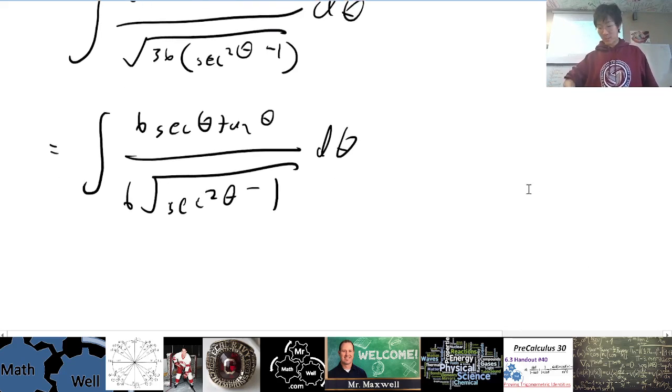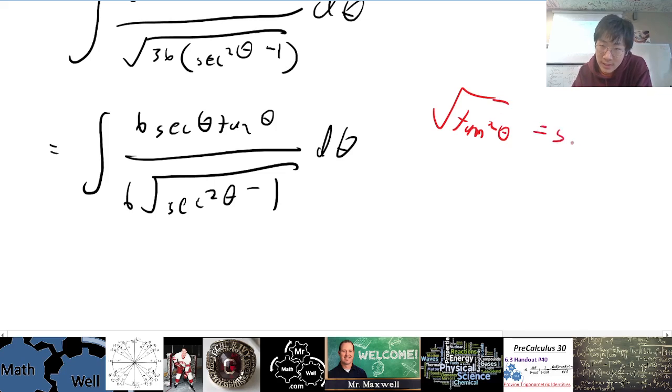Okay, and secant squared theta minus 1, as we said earlier, is equal to tan squared theta, and the square root of tan squared theta is going to be just tan theta. And again, we're only using the positive versions because of the bounds we talked about. If you want to know the bounds for this specific substitution, you may check the chart. But again, for definite and indefinite integrals, we're not really going to worry about that sort of thing.